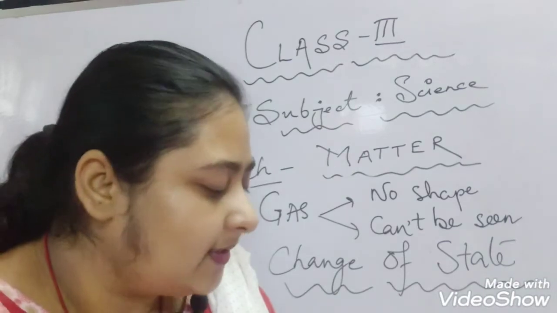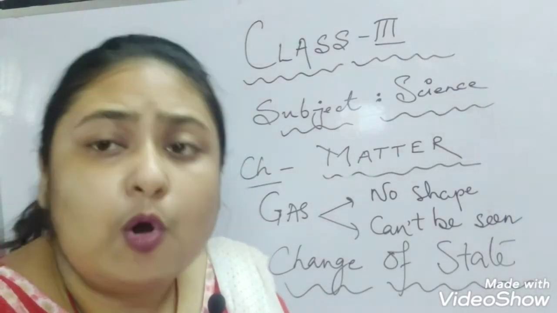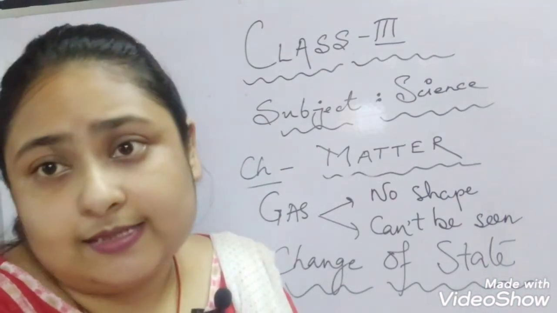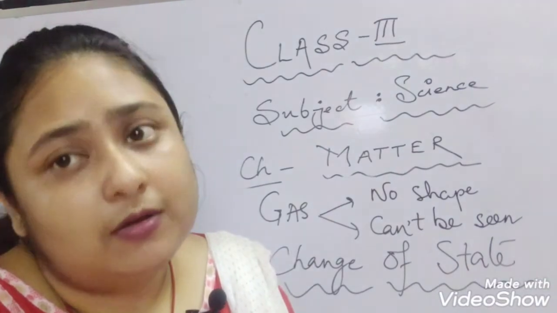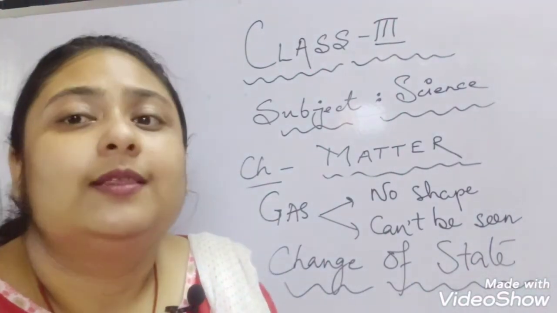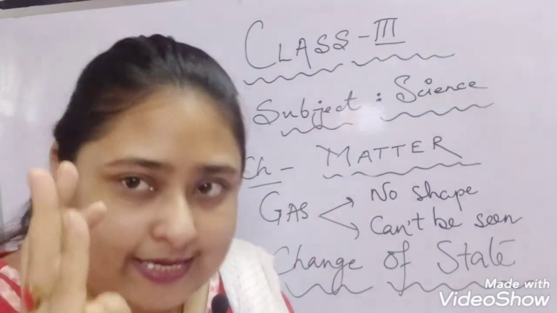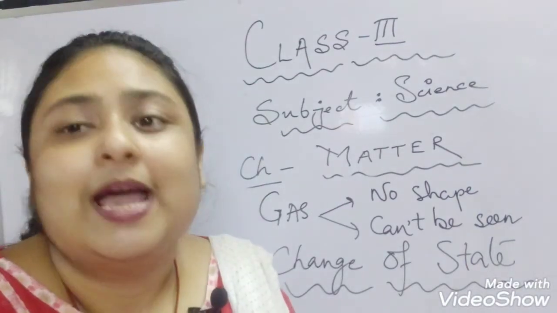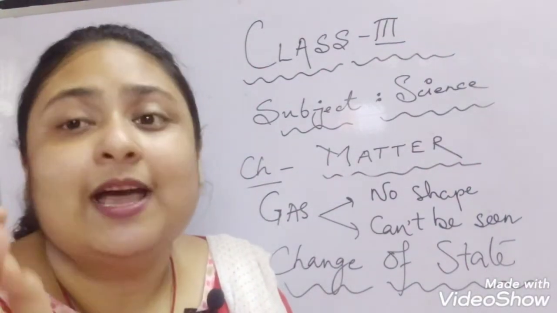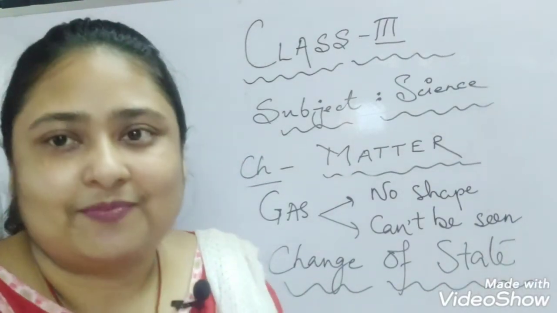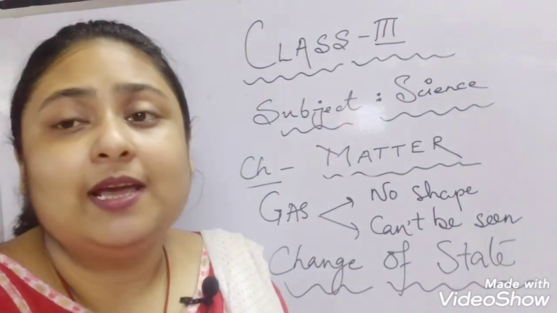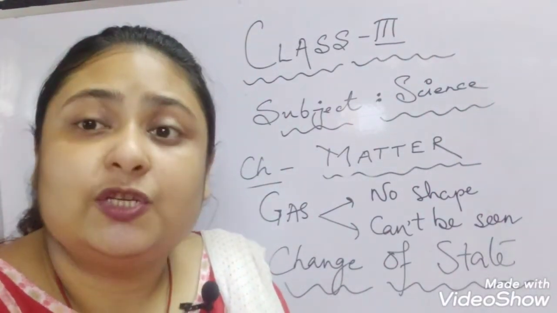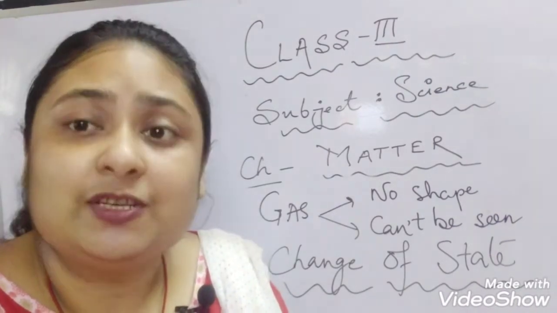Steam is the gaseous state of water. Steam or vapor, both we can call. Steam or vapor is the gaseous state of the water. Okay, so the solid state of water is ice, the liquid state of water is water itself, and the gaseous state of water is vapor or steam. So children, water can be converted into solid and gas as well. So they change their state of matter, they change their form.